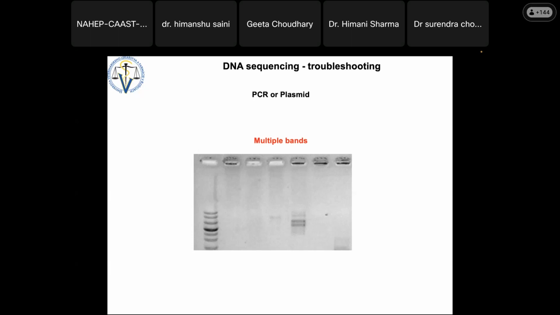So how to increase the concentration of a specific PCR product? Because if you do a lot of PCR cycles, again the results will be like this, non-specific results. You do reamplification, the result will be the same.